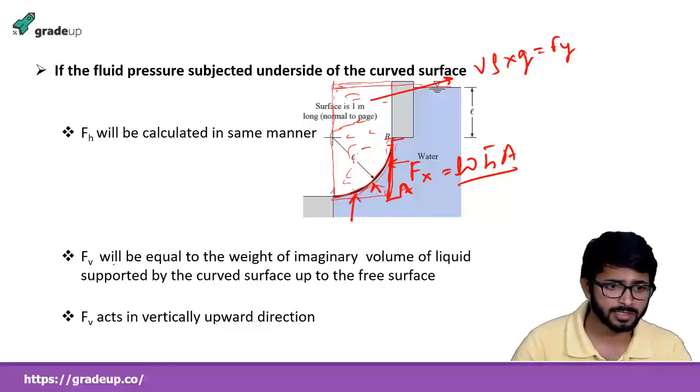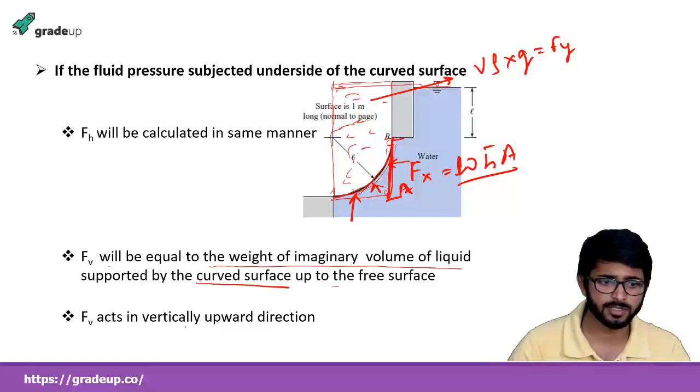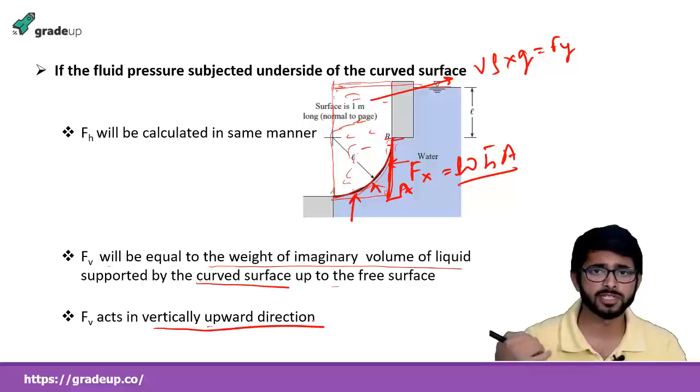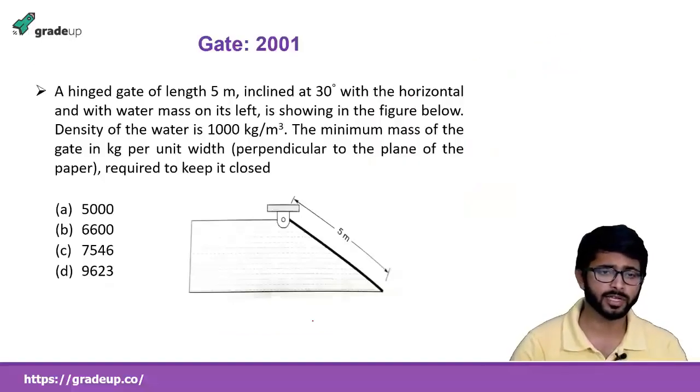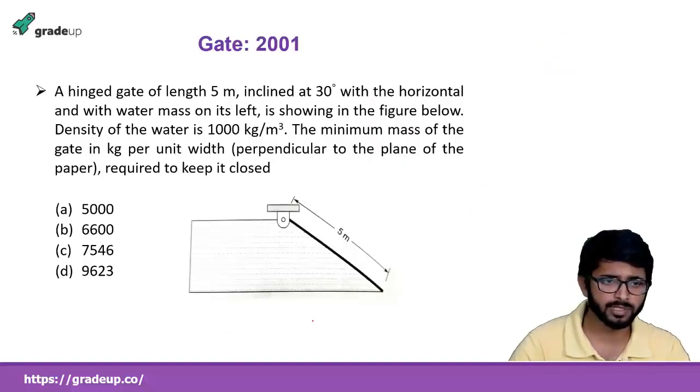Okay, so Fv is nothing, it will be equal to the weight of the imaginary volume of the liquid supported by the curved surface up to the free surface. Here also the Fv will be acting vertically upward because the fluid is on the underside. Okay, so let's just talk about an example.